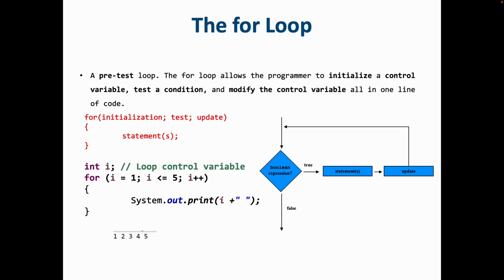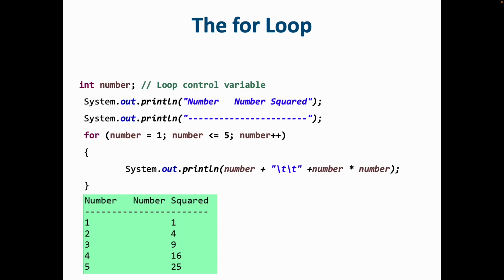So this code will run like this: I will start from 1, and I will keep running this until i becomes greater than 5, and at each iteration I will increment it by 1. So basically, if I'm printing this, I will print 1, 2, 3, 4, 5. So in particular, in Java, the for loop is actually just another way of writing a while loop, just the syntax is different.